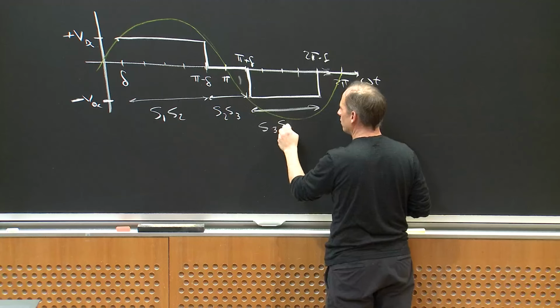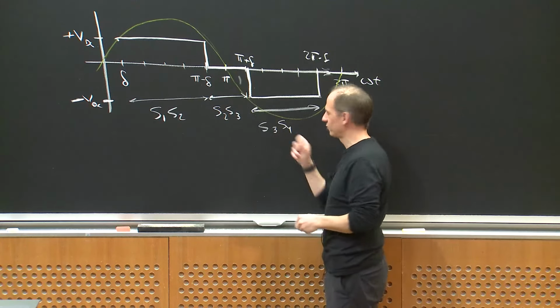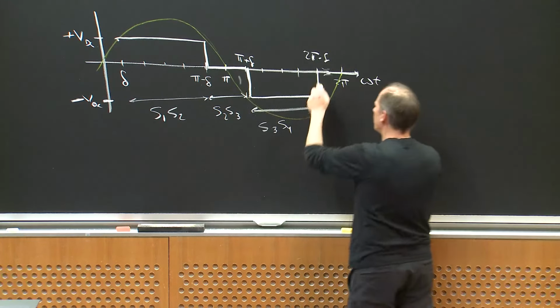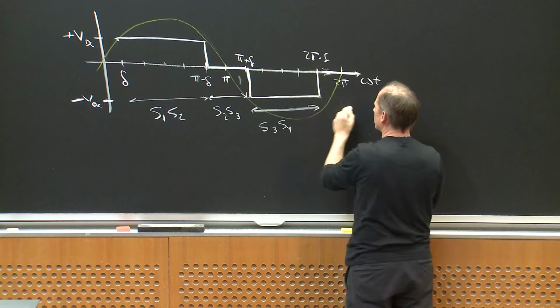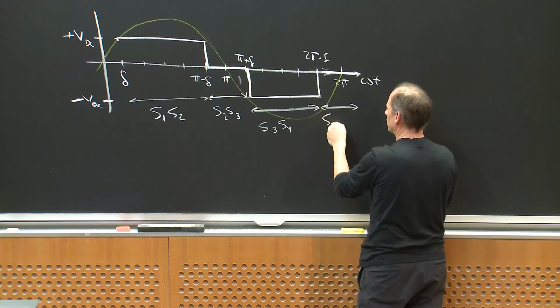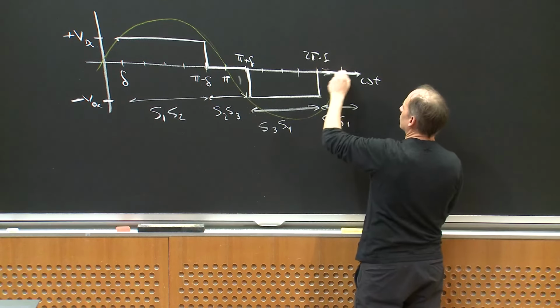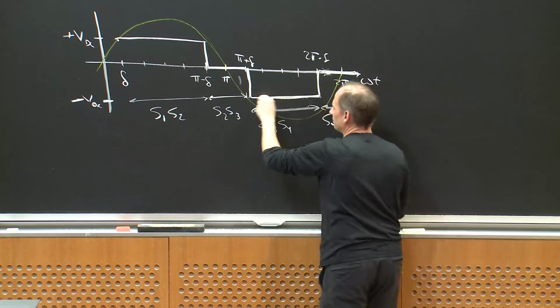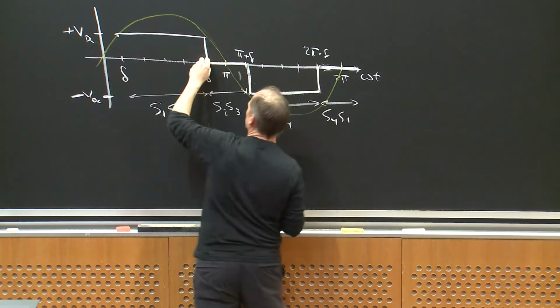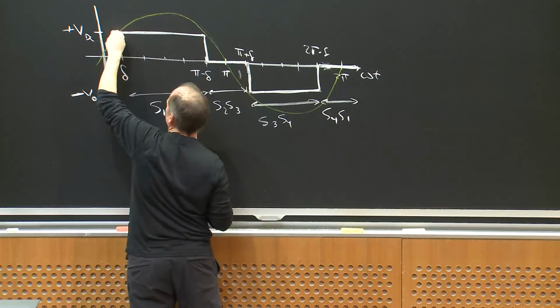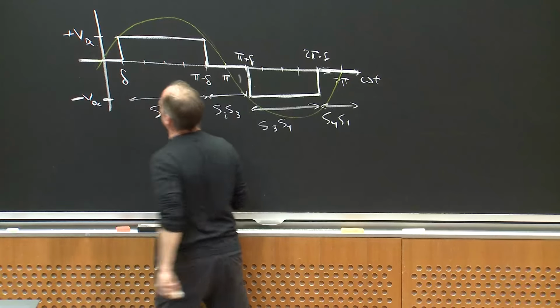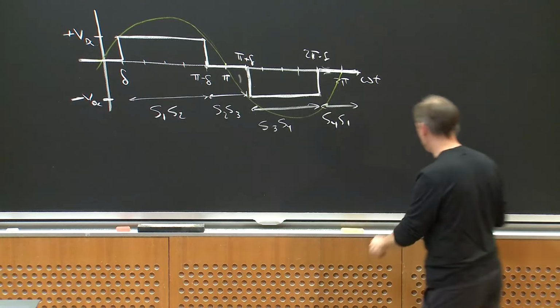S3, S4. So I've turned off S2 and now I've turned on S4. And then I can get back to synthesizing 0 with S4, S1. So, right, here's my pattern. Okay? And it looks like this. Okay, does that make sense to everybody?